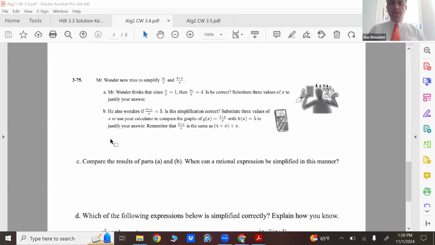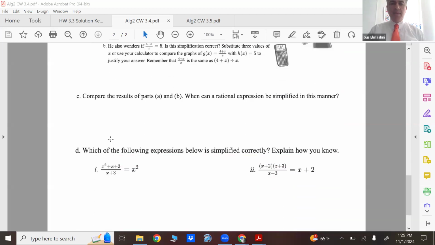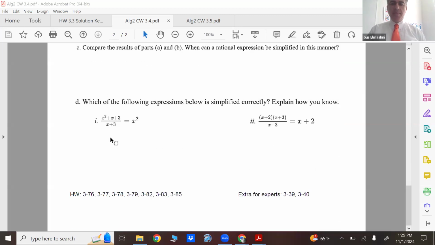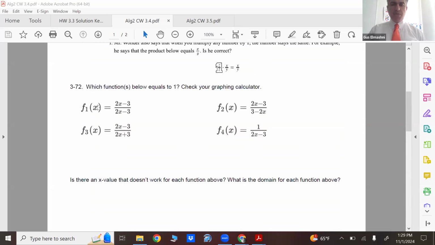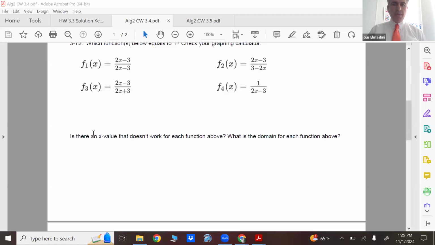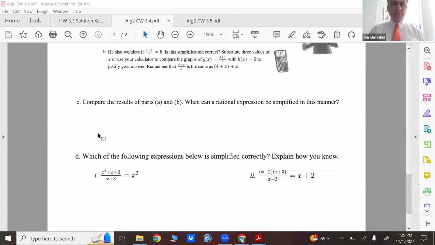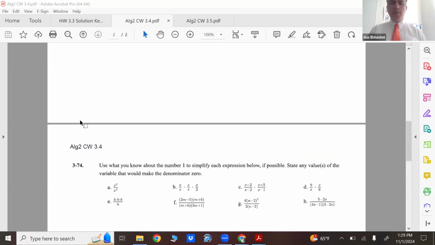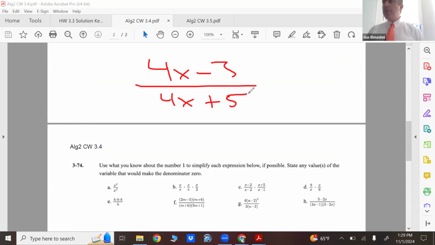For 75, I'm going to skip parts A and B because it's kind of redundant, and C as well. We'll just go straight to part D. Actually, before I do part D, what if I have something like this here? Okay, I want to make sure we're clear on this. Can I cross off those 4 x's?